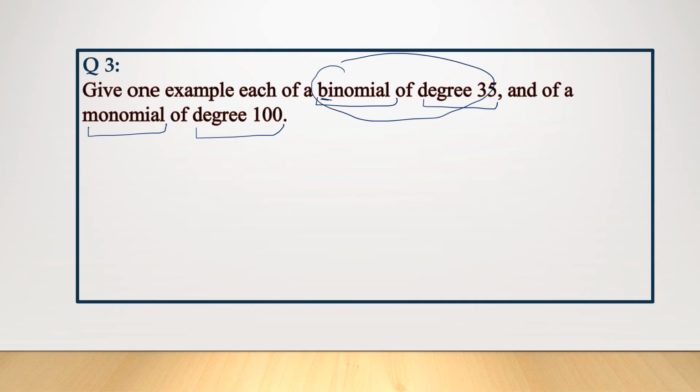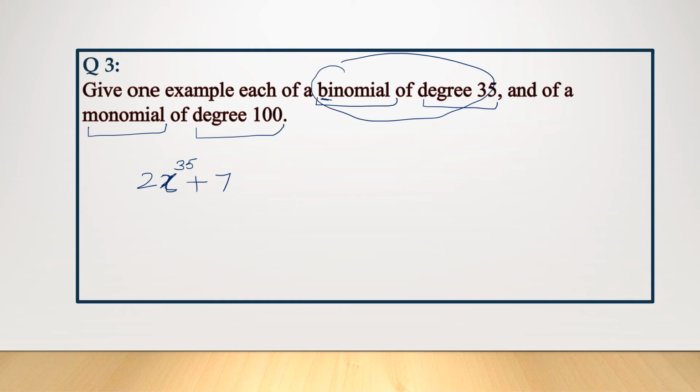So suppose I write 2x plus 7, right? I have written two terms. Binomial is done. Now degree 35. Degree 35, that is the highest power on the variable, right? So I can write 2x power 35, right? Binomial, and the degree is 35.